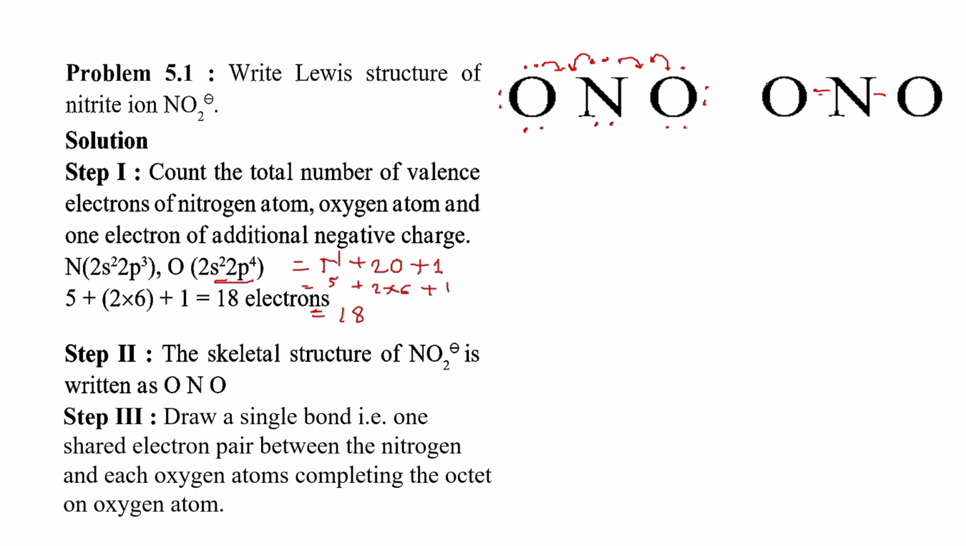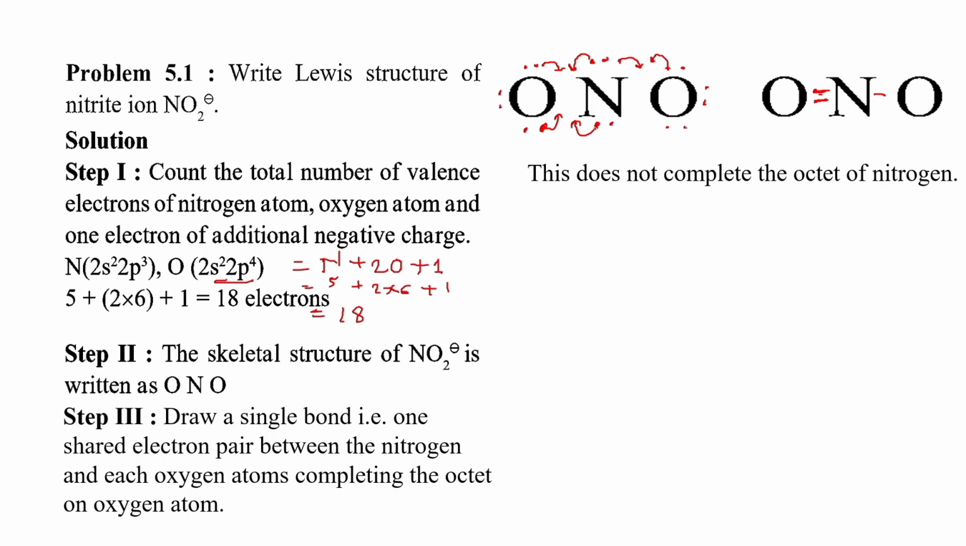But nitrogen cannot form its octet. It is short by 1 electron. This does not complete the octet. Here again, the nitrogen shares another electron with one of the oxygen atoms, forming a second covalent bond between them, and then we count the number of electrons around the nitrogen atom.